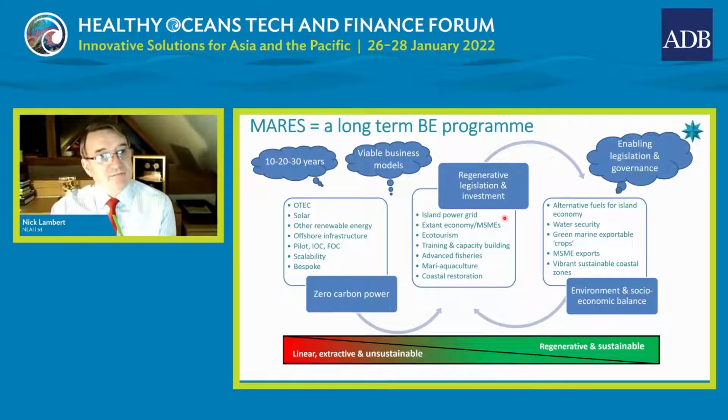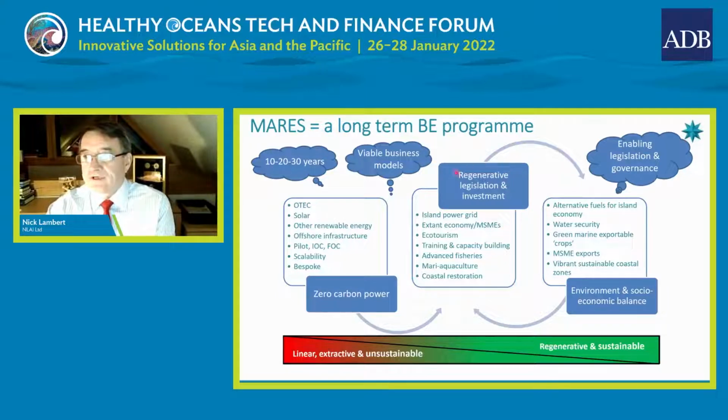You've then immediately got some nice big ticks. You've got ecotourism, because all the hotels will be running off renewable energy. The local economy, the micro, the small, and medium-sized enterprises will all be running off renewable energy. They'll be building their training and their capacity to grow their new renewable energy economy. The fisheries become more advanced. They'll be able to bring in mariculture. They'll be able to use these different industries to help with coastal legislation.